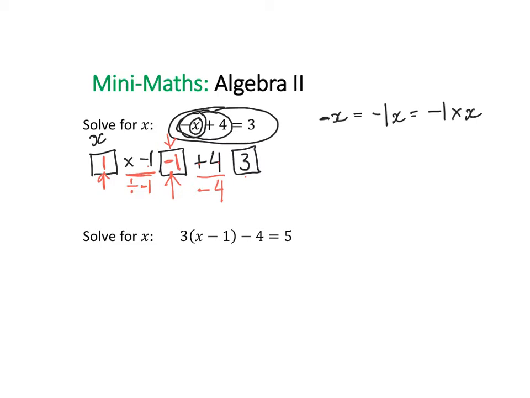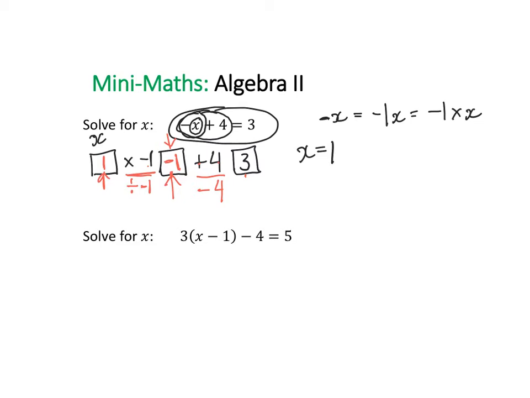So when we backtrack from 3, going through step by step, filling in the boxes as we go, we get back to 1. So our answer is x equals 1. Now, check your box diagram first.